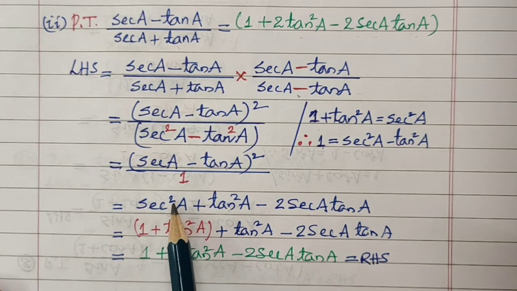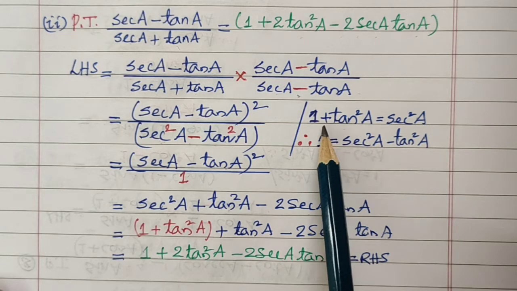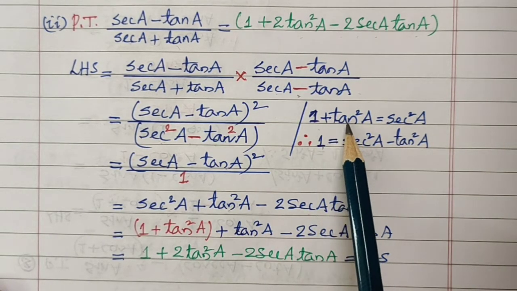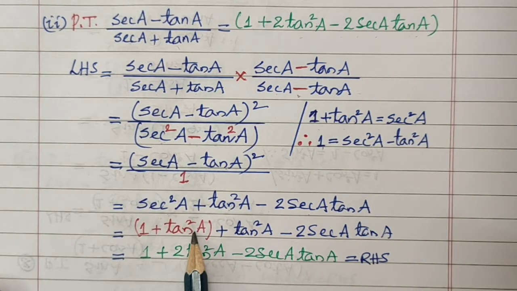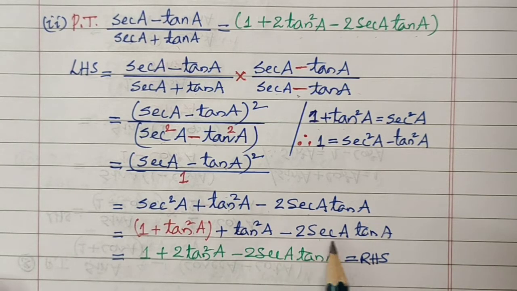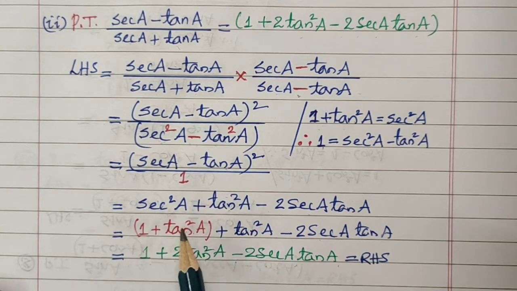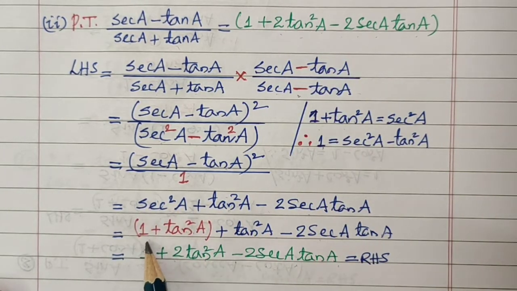So in place of secant square a we can write 1 plus tan square a, because we need tan square. Secant square a is equal to 1 plus tan square a plus tan square a minus 2 secant a tan a, that is equal to 1 plus tan square a plus tan square a, which is 2 tan square a, minus 2 secant a tan a. Here we need to use this because we wanted 2 tan square a, that's why we are replacing secant square a with 1 plus tan square a. So we got the final answer here.